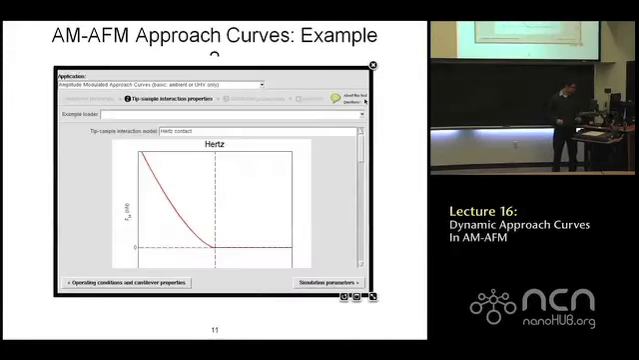Okay. So let's go into example 2 here. We want to change the tip-sample interaction model from Hertz to DMT. The important distinction between those two is that the DMT has an attractive van der Waals component. That's very important to the dynamics. We can now have attractive and repulsive regimes of oscillation. Before, that didn't happen in the Hertz contact model.